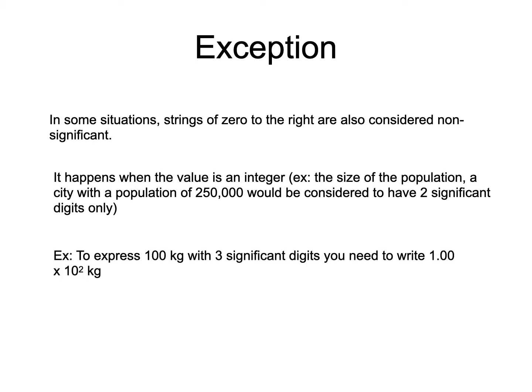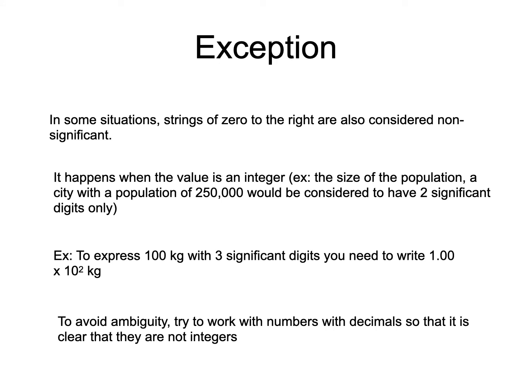The integer 100 kilogram, according to this exception, has only 1 significant digit. If you want to express it with 3 significant digits, you need to use decimals, like in 1.00 times 10 to the 2 kilogram. To avoid this ambiguity, use numbers with decimals.